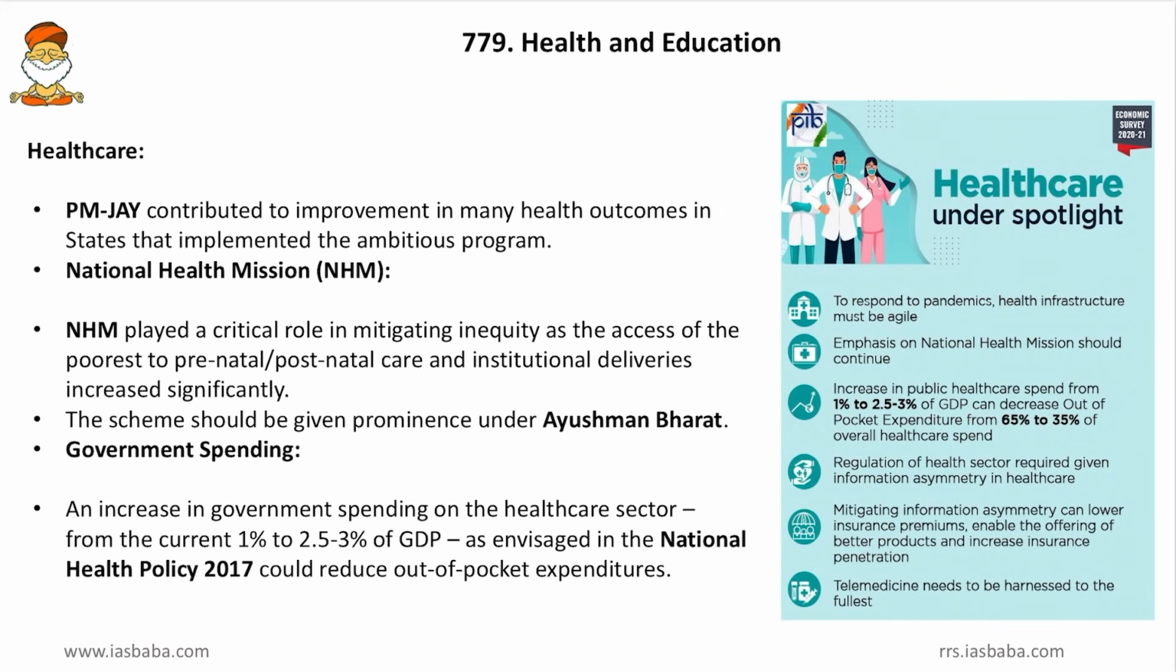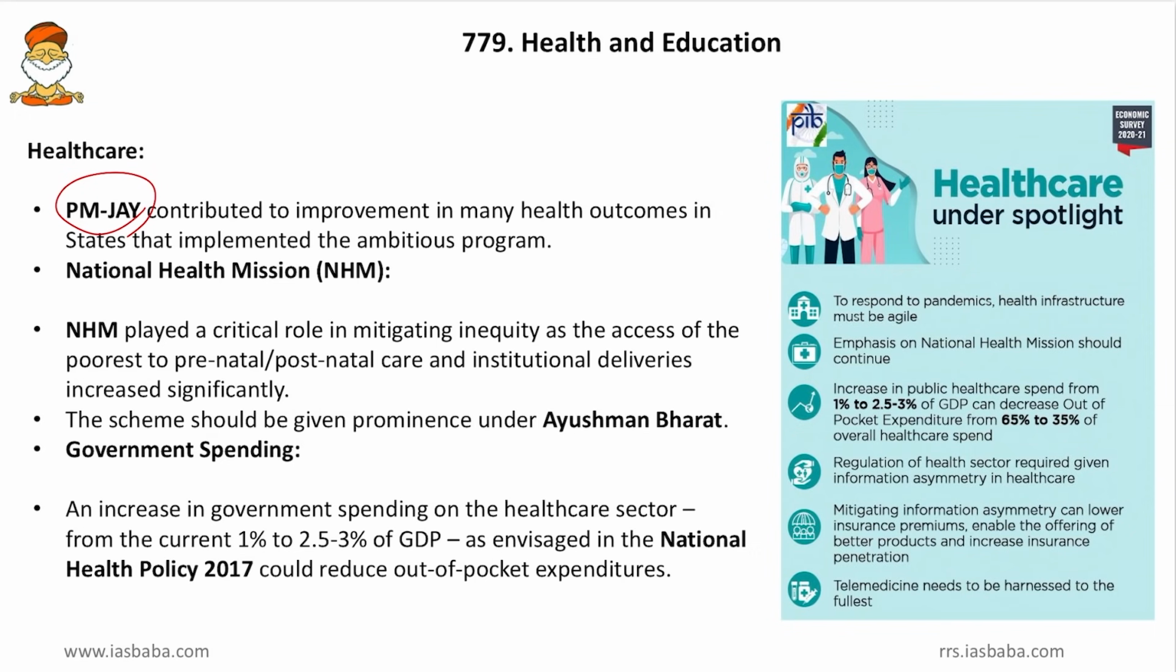Friends, those states which implemented Pradhan Mantri Jan Arogya Yojana have seen a great improvement in the health sector during the pandemic. So the Economic Survey gives great credit to the Jan Arogya Yojana. Then the National Health Mission. Friends, the NHM played a critical role in mitigating inequity as the access of the poorest to prenatal and postnatal care and institutional deliveries increased significantly.